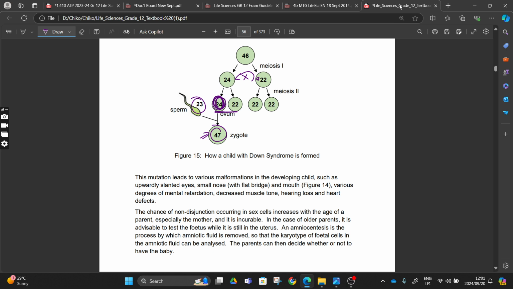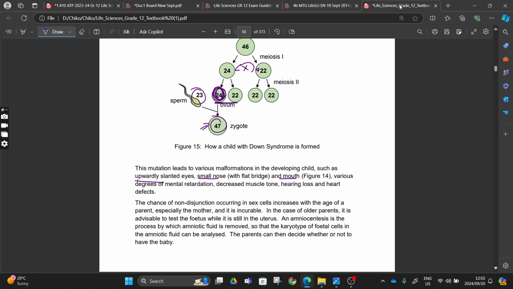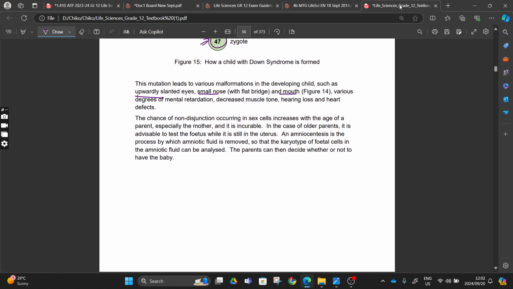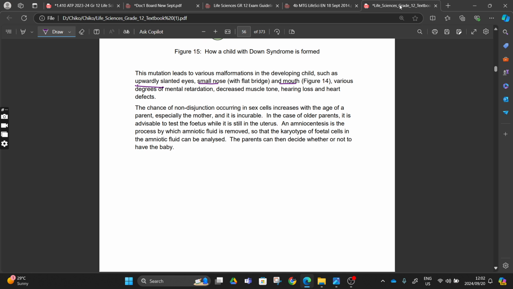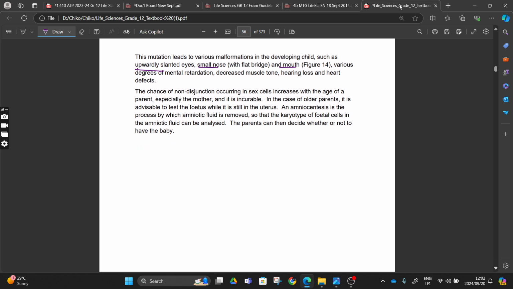This mutation leads to various malfunctions in development: upwardly slanted eyes, small nose, small mouth, various degrees of mental retardedness, decreased muscle tone, hearing loss, and heart defects. That is the result of non-disjunction.